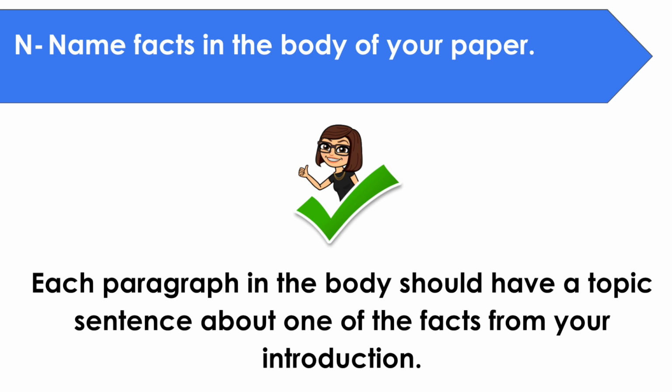The next thing we have is N. N is to name facts in the body of your article. So the body is everything that is in the middle. So each of those facts that you chose in the opening paragraph, your introduction, you are going to take each of those facts and turn them into separate paragraphs. So your first fact that you stated will be your first body paragraph. Your second fact that you stated will be your second body paragraph, and so on. So you'll only have 1 main fact per paragraph. So if I have 3 facts that I'm going to use, I would have 3 body paragraphs.